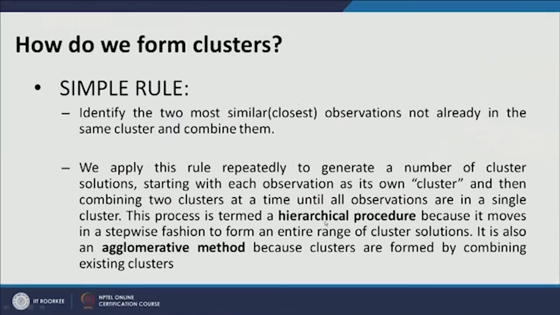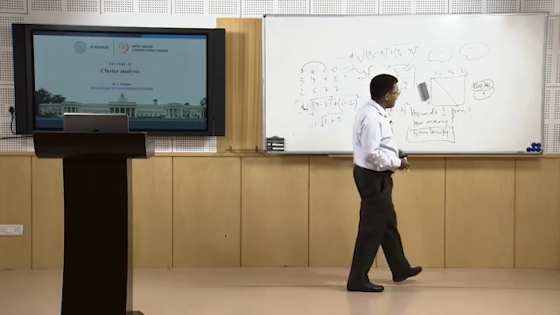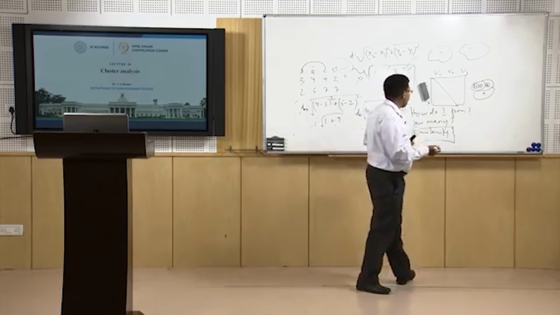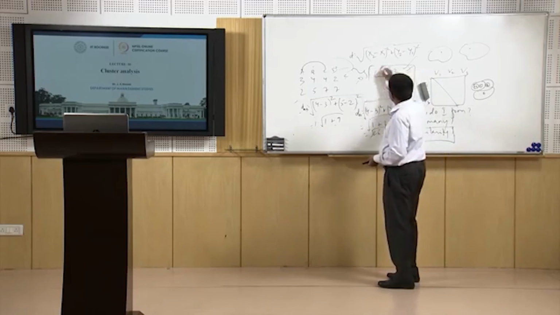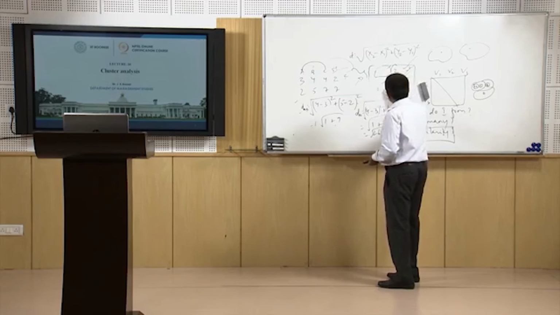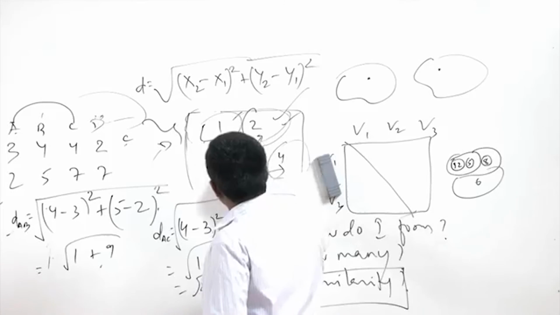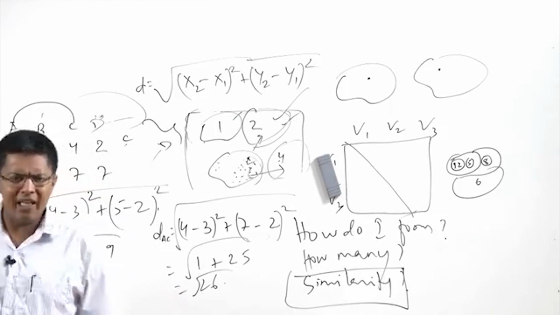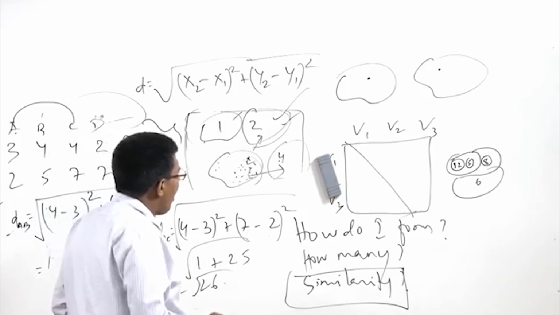The process is termed hierarchical procedure because it moves in a stepwise fashion to form an entire range of cluster solutions. It is also an agglomerative method because clusters are formed by combining the existing clusters. So what is it saying? You are trying to form the clusters. Let us say there was cluster 1, cluster 2, cluster 3. If I add up 1 plus 2 plus 3 plus 4, then it becomes the whole place, the country India. Now the question is, how do I add up?